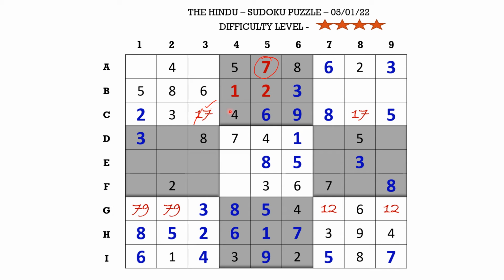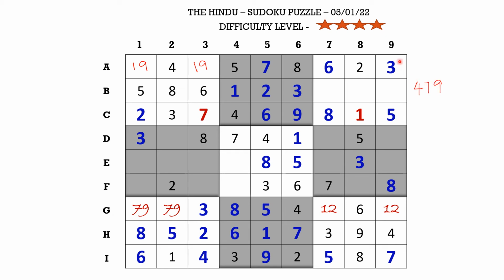Now in this C row, in this cell, 7 gets cancelled out, and this becomes 1. In the first block, there are only 2 missing numbers. The numbers are 1 and 9. In the B row, there are 3 numbers left. The missing numbers are 4, 7 and 9.